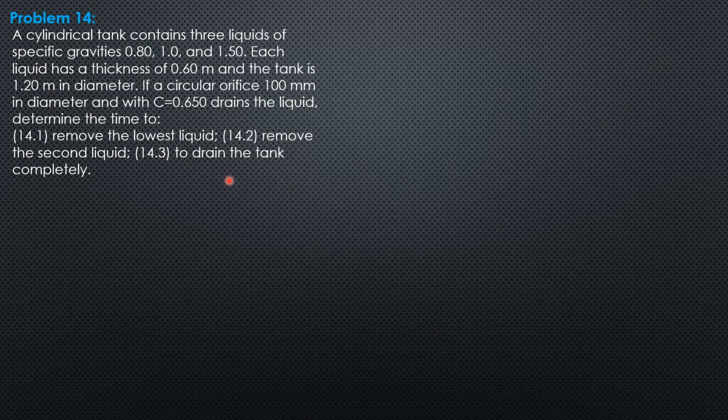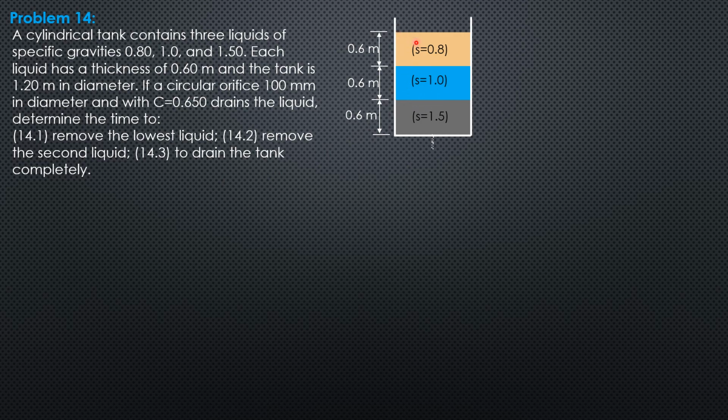To help analyze the situation, let's draw the figure. So here is the situation. We have the lightest, of course, at the topmost, the heaviest at the lowermost. Since the liquids have different specific gravities, we have to convert the upper liquids into the lower liquid, the one that will flow out first.